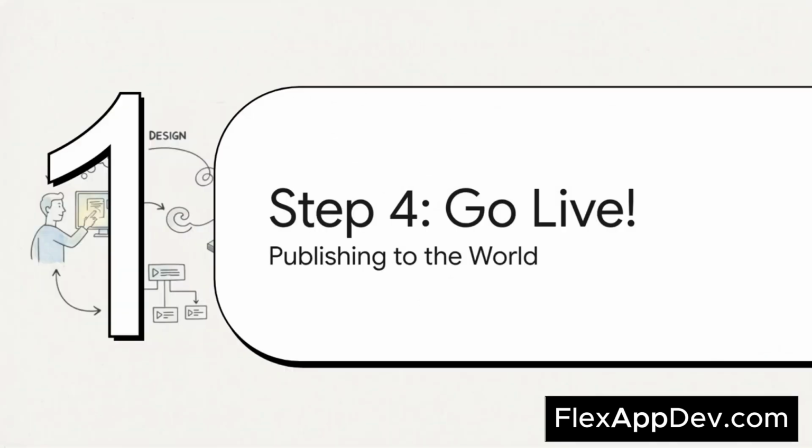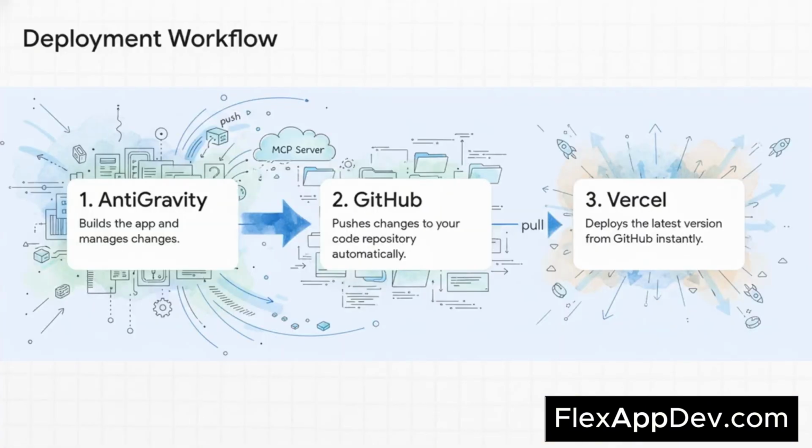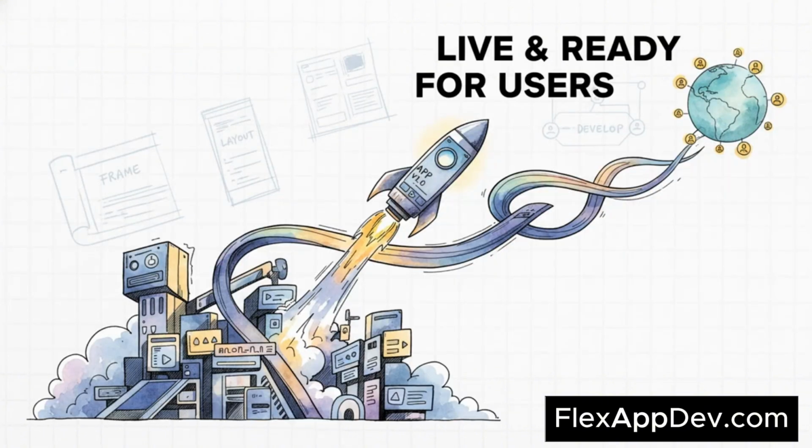Which brings us to the final and most exciting step, W for world. You've framed it, you've designed it, you've built it. Now it's time to unleash it and go live. And you are going to love how ridiculously easy this is. It's this beautiful automated little workflow. Antigravity makes a change and it automatically pushes that change to your GitHub account. GitHub sees the update and tells your hosting service, like Vercel, hey, new version. And Vercel instantly deploys it. It's all hands-free. And just like that, poof, it's done. Your app is built, deployed, and live on the internet.